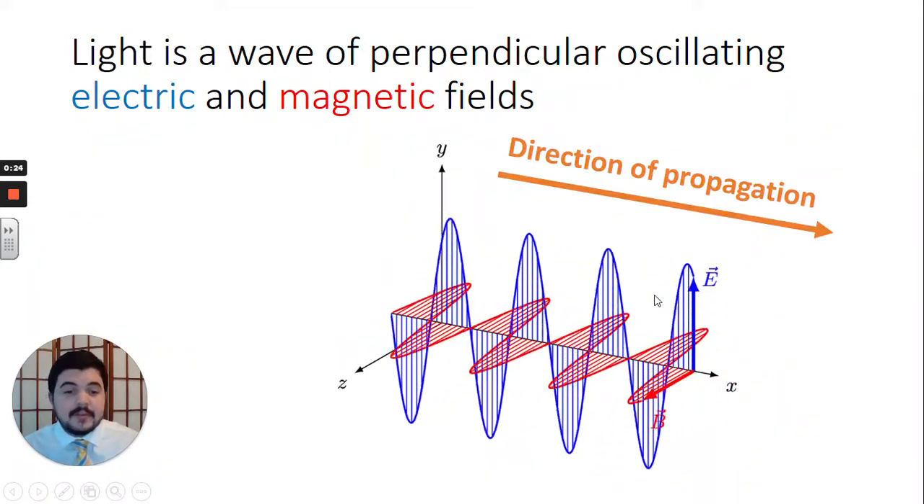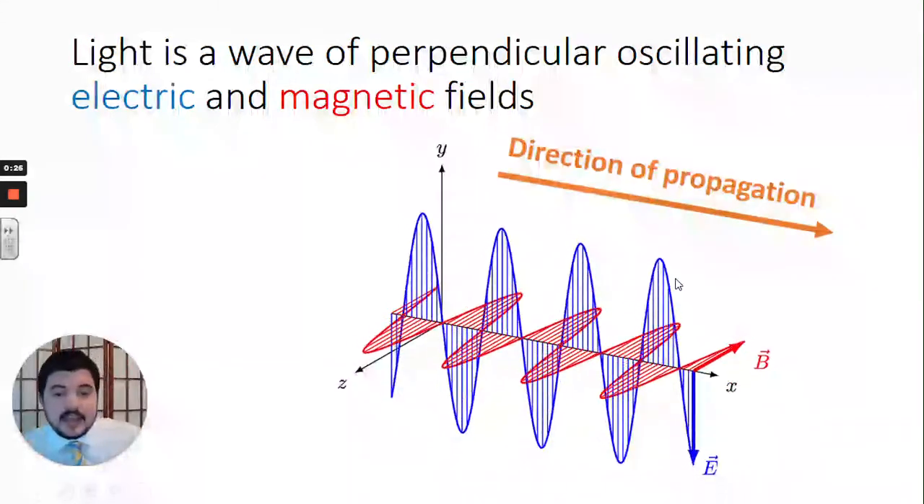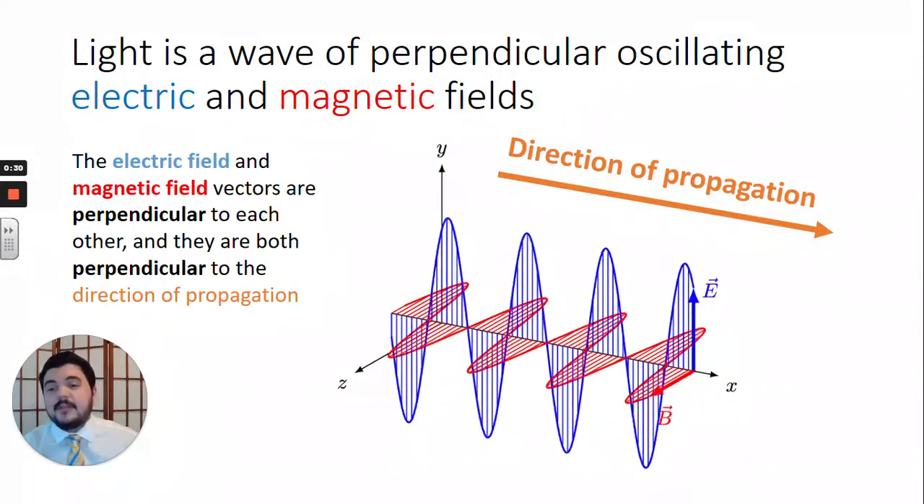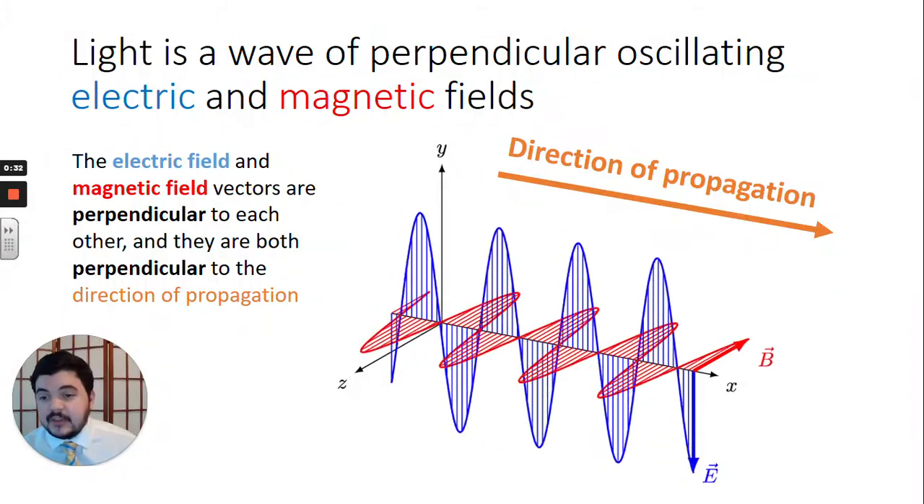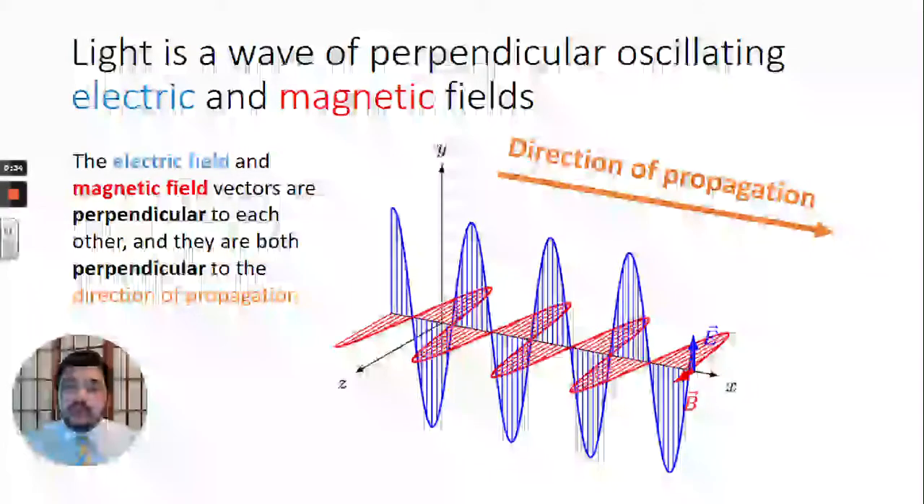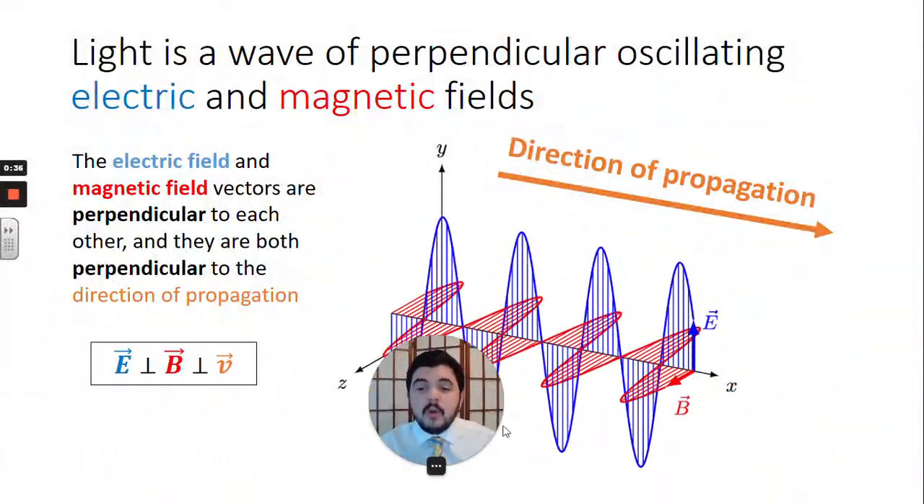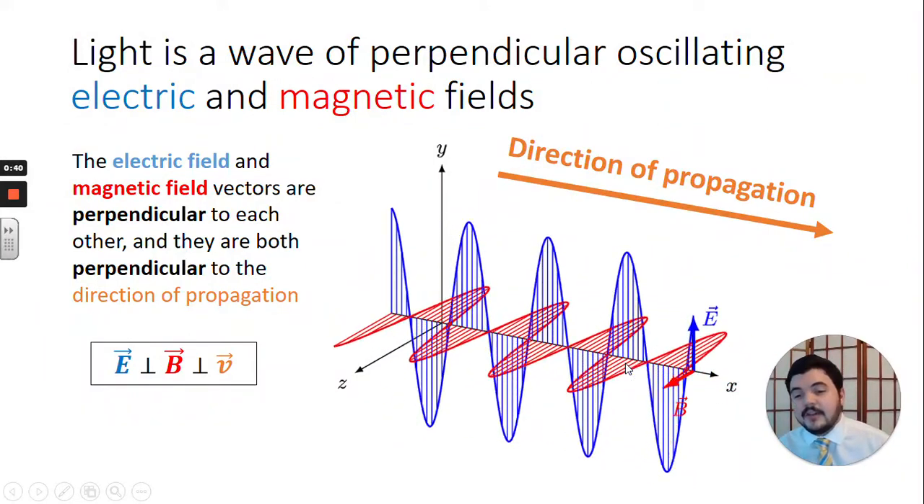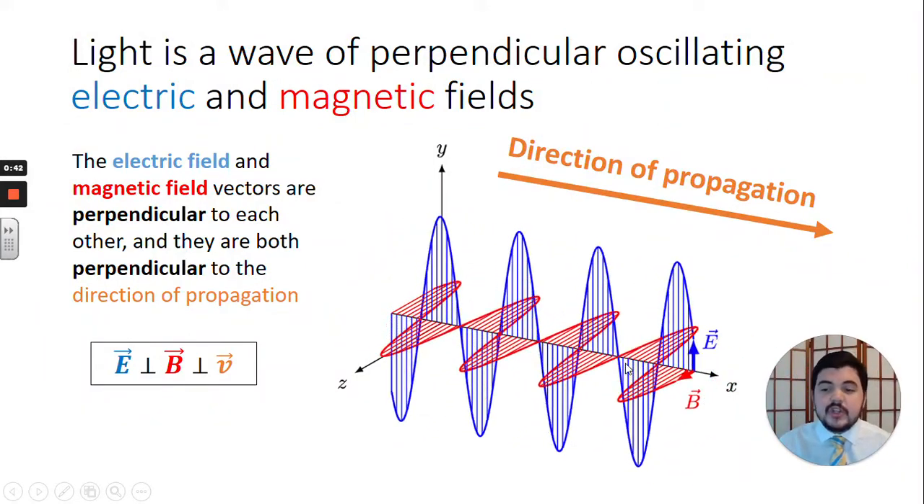So this wave in particular we've got here propagating in the direction along the x-axis, and the electric field and magnetic field vectors are perpendicular to each other, and they are both perpendicular to the direction of propagation, which in the last video we wrote like this. Our E field, our B field, and our velocity are all perpendicular to each other.